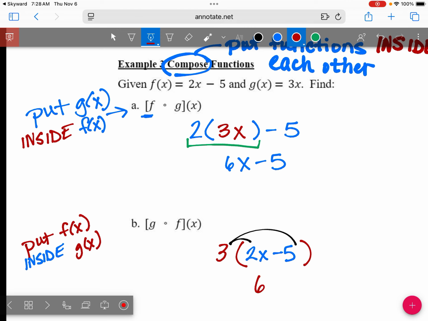And you should get 6x minus 15. All right, any questions about the process so far? All right, let's do another one.